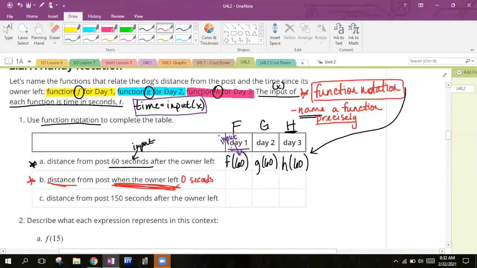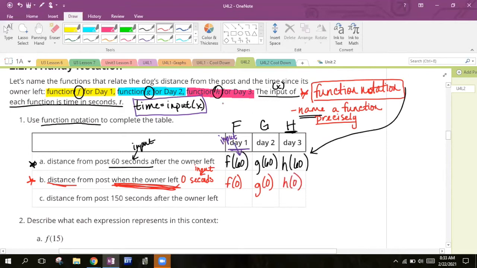Okay, so if we were talking about day 1 and we have our input, because that's our time, what would our function notation look like? Would it be F and then 0 in parentheses? Yep. All right, what about day 2? G and 0 in parentheses. G of 0. All right, what about day 3? H and 0. H of 0.